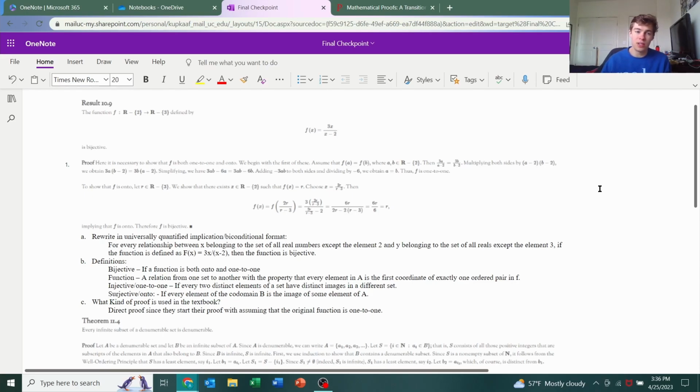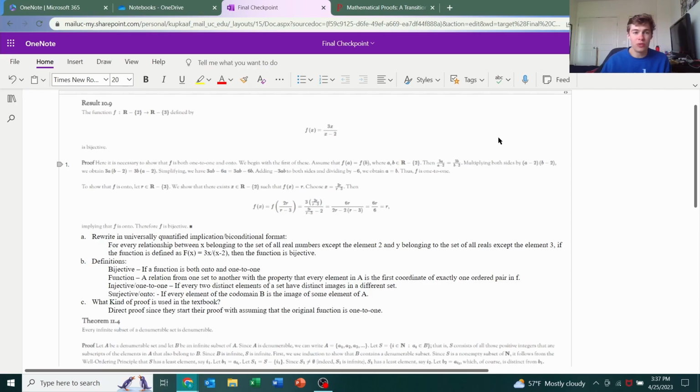And then what is injective / one-to-one? That's basically just saying if there are two distinct elements of a set, they have distinct images in a different set. So for every element in the set A, it's going to have a distinct image in a different set. And then surjective / onto, if every element of the codomain B is the image of some element of A. So basically every element of B has some corresponding A.